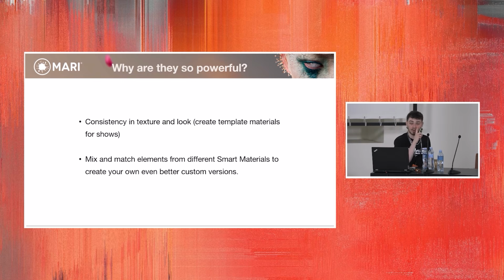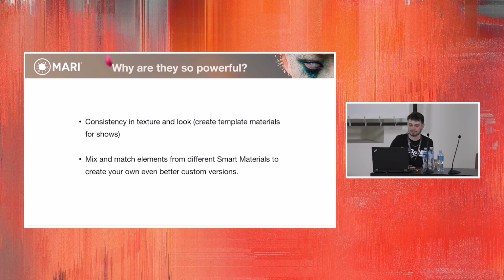So if you're all working on the same dragon, let's say your lead texture artist creates a smart material for you to use for your dragon. You could all start from the same smart material on your assets. So if some people are working on the tail of the dragon or the head of the dragon, they can all start from the same base. And then you can mix and match elements from different smart materials to create your own, even better custom versions. If you like something in one smart material, you can take it out, copy-paste, and bring it to your smart material.